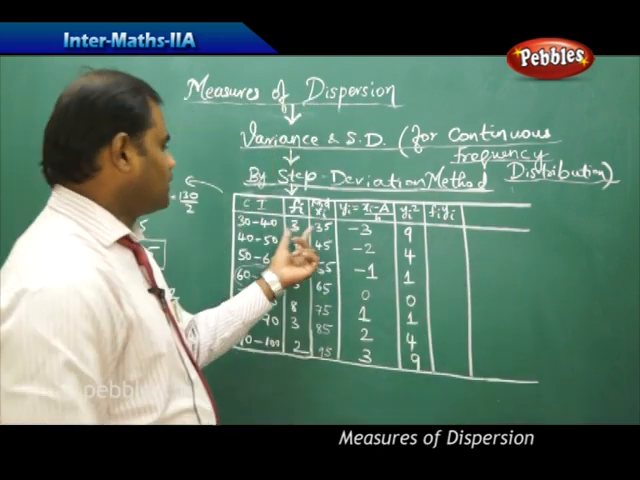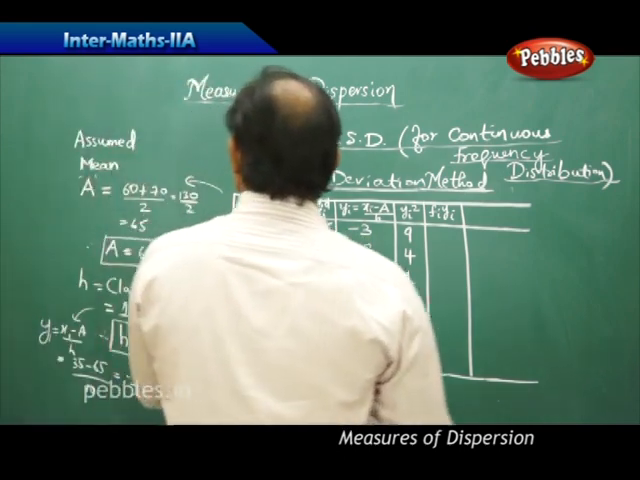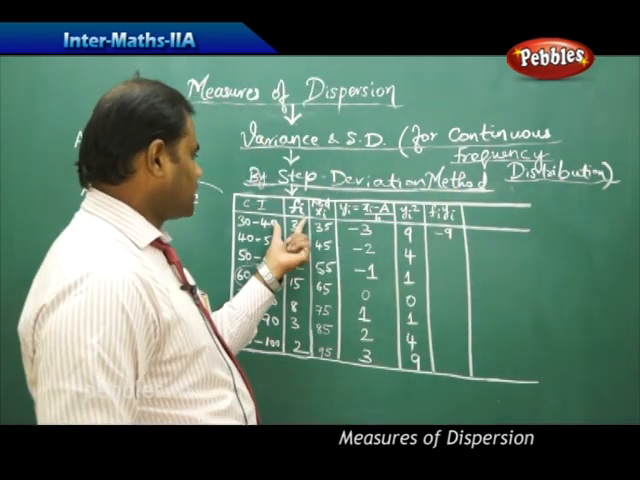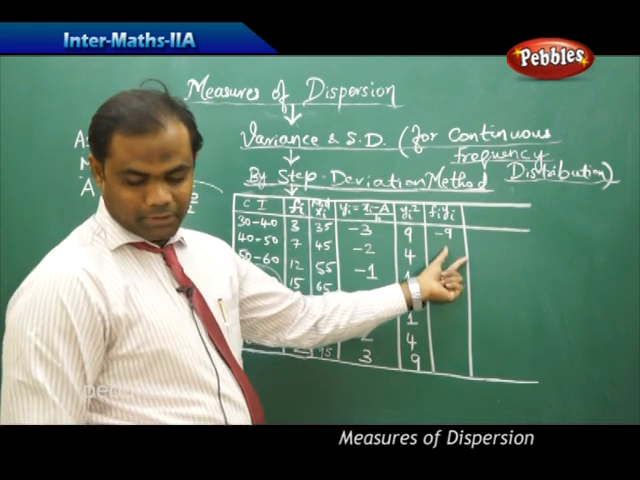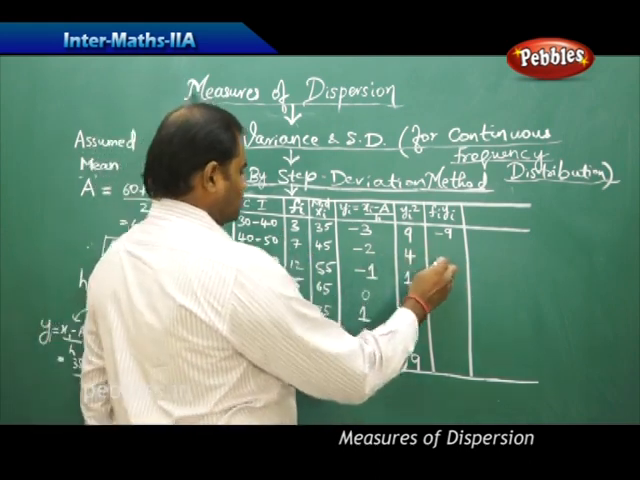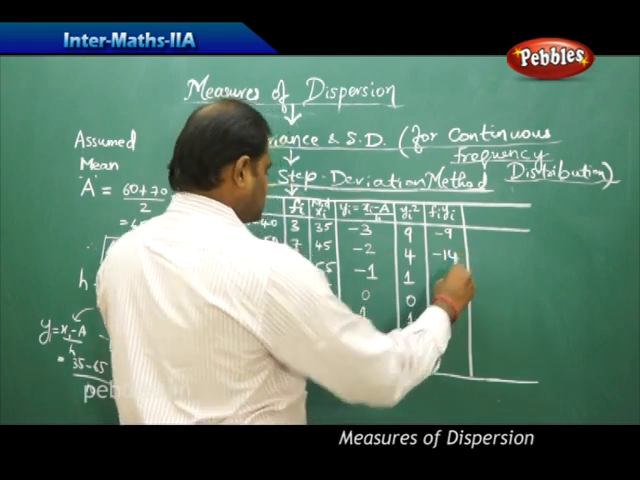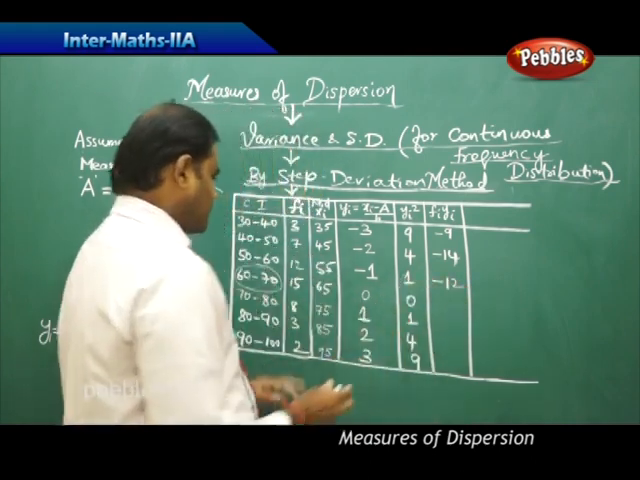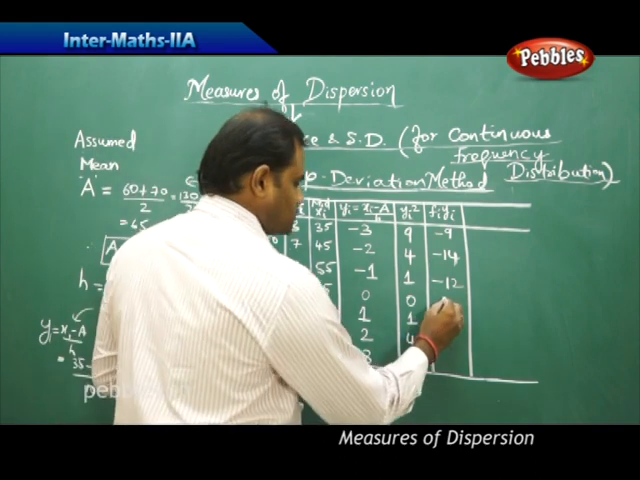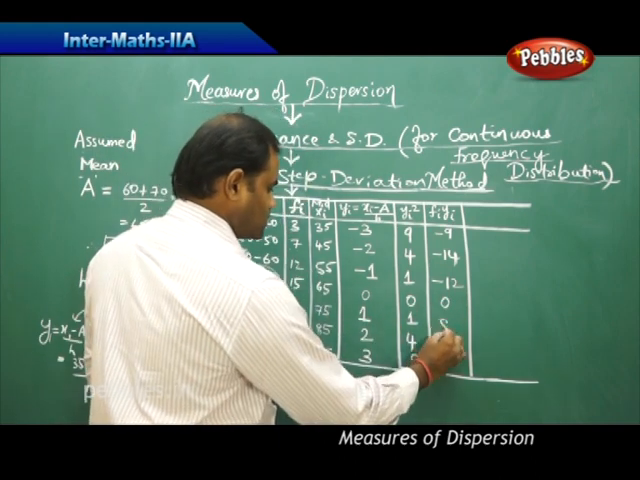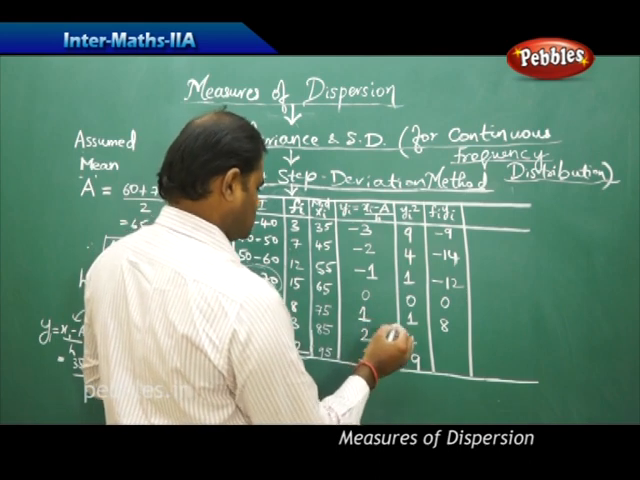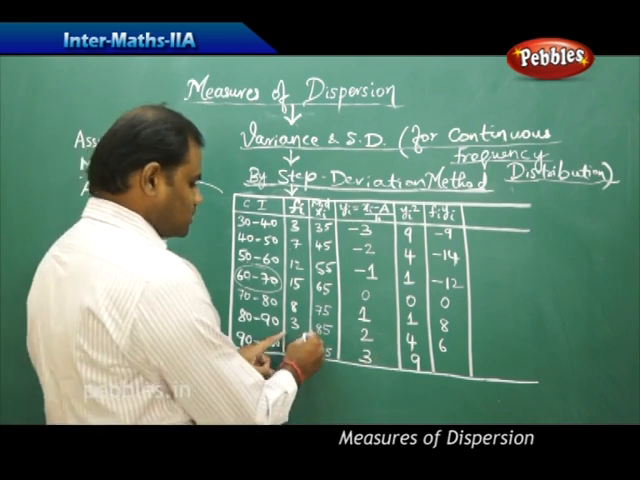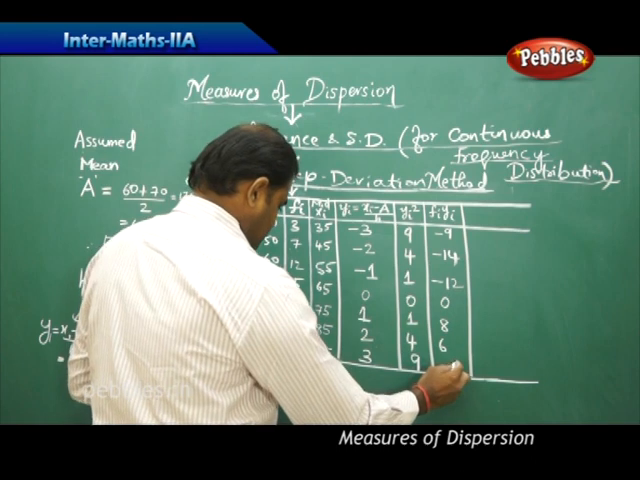Once yi squared is obtained, the next step is finding fi yi, which is nothing but multiplying fi with yi. Therefore fi times yi gives 3 times minus 3, which is minus 9, and 7 times minus 2, which is minus 14, and 12 times minus 1, which is minus 12, and then 15 times 0, which is 0, and then 8 times 1 is 8, and 3 times 2 is 6, and 2 times 3 is 6.